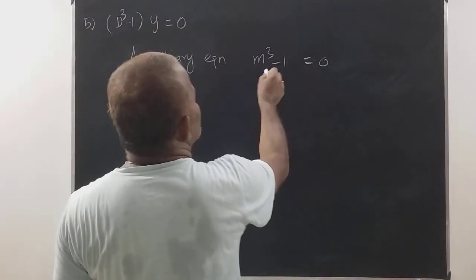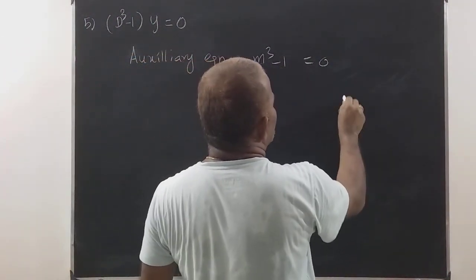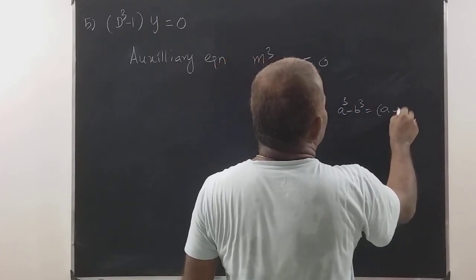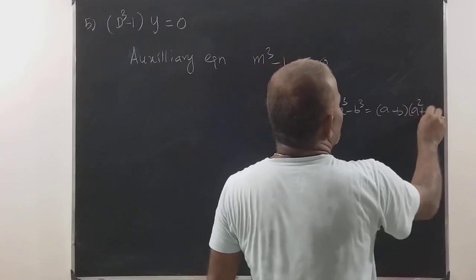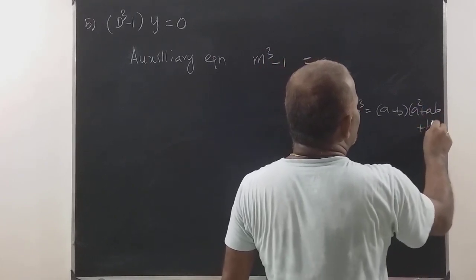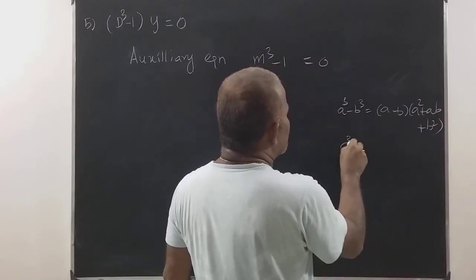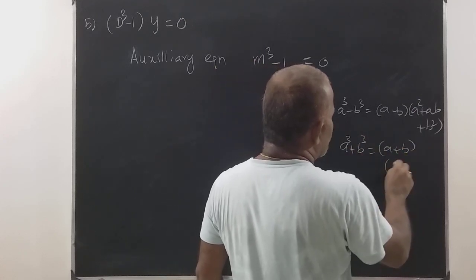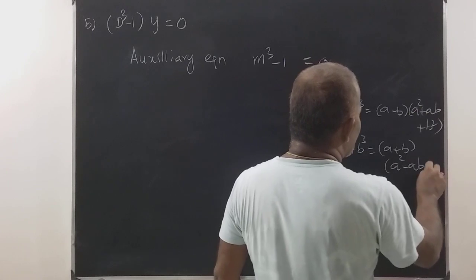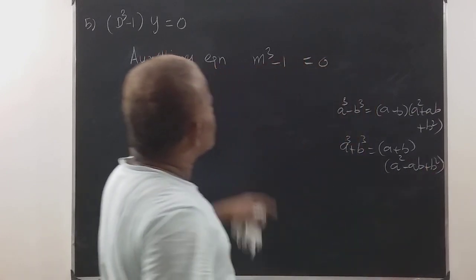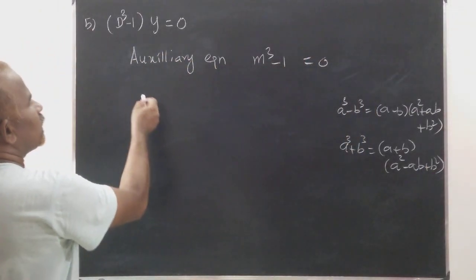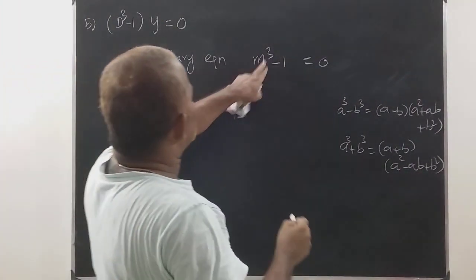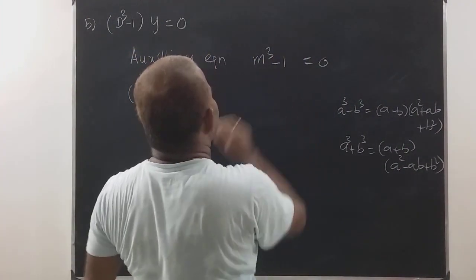So therefore, a cube minus b cube formula: a cube minus b cube is equal to a minus b into a square plus ab plus b square. Similarly, a cube plus b cube is equal to a plus b into a square minus ab plus b square. So we use this formula. So here is m minus 1 into, because a cube, 1 cube is equal to again 1, I can write 1 cube.